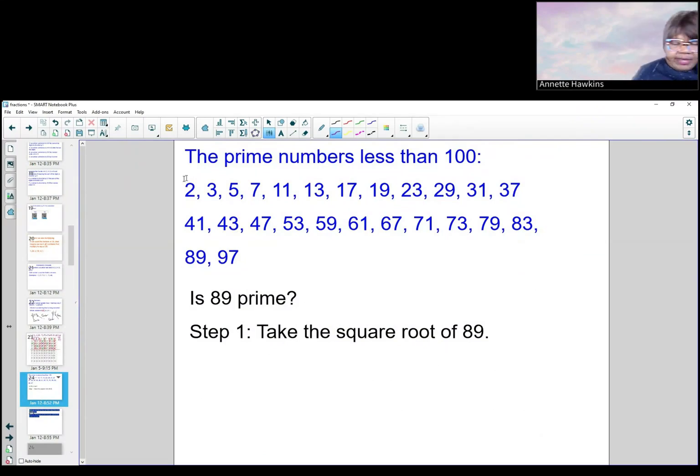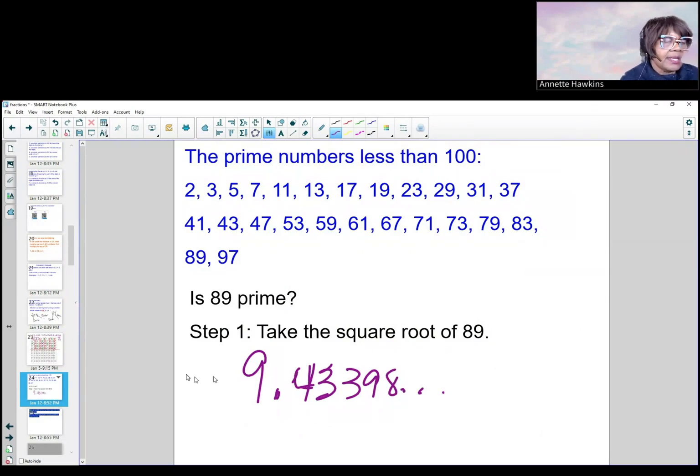Now, there might come a time that you're working with some numbers and you want to know, is this number prime? Let me show you a little trick that you can use to see if this number is prime. So is 89 prime? So what you do is take the square root of 89. You just do that on your calculator. The square root of 89 is 9.43398. Okay.